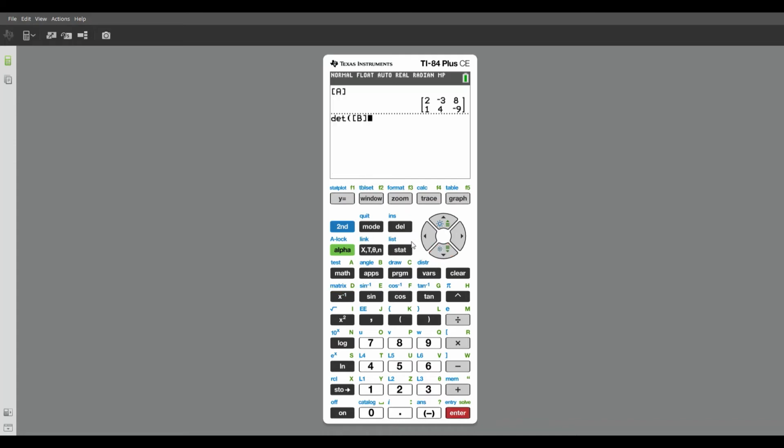I'm just going to name it. It looks just like this. So I'm telling my calculator to calculate the determinant for matrix B. And if I press enter, it will tell me the determinant of matrix B is 11.